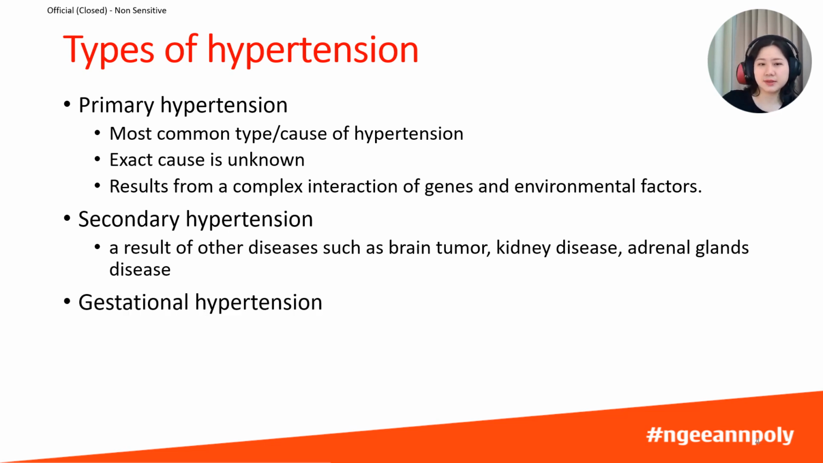pressure. Some pregnant ladies have gestational hypertension. That means they have high blood pressure during the later half of the pregnancy, but it goes away after the baby is delivered.